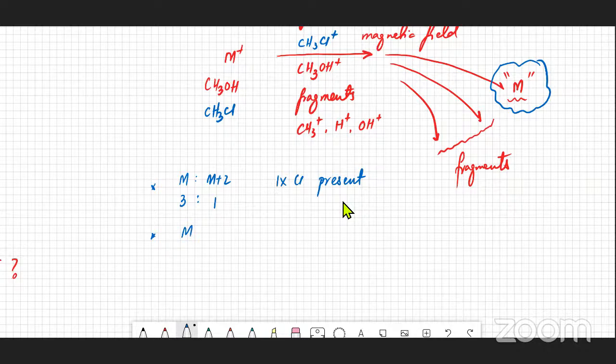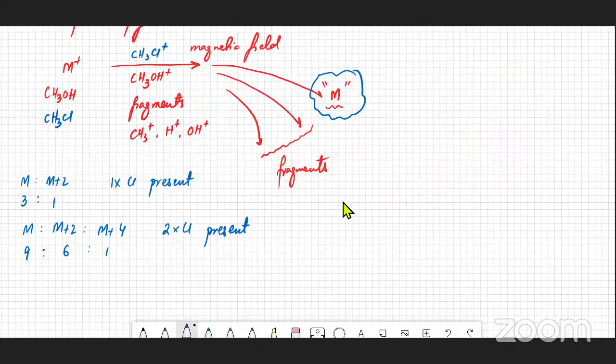I said, Sir? yes. Sir, how does this 3:1 indicate 1 Cl? I'm just going to talk about both of them. Just 1 second. 9:6:1 indicates that there are 2 Cls present. Okay. I said I'm going to explain why it represents 1 Cl. So think of CH3Cl.